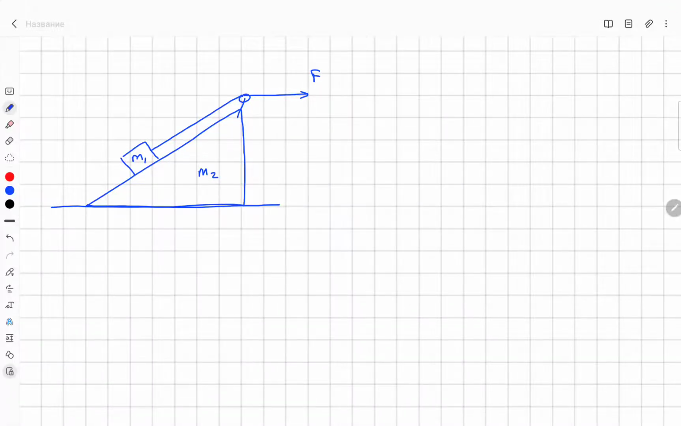The question is we need to find mass. We need to find the acceleration of the inclined plane, basically the acceleration of M2. So first of all, as usual, we need to draw a free body diagram for both objects.